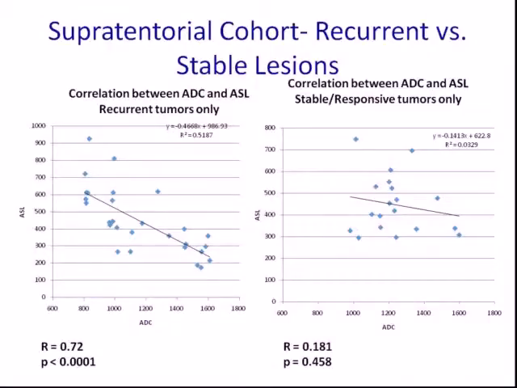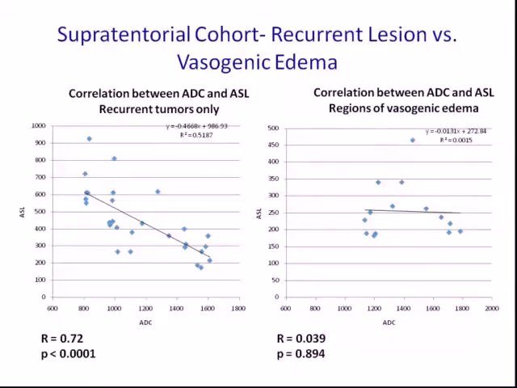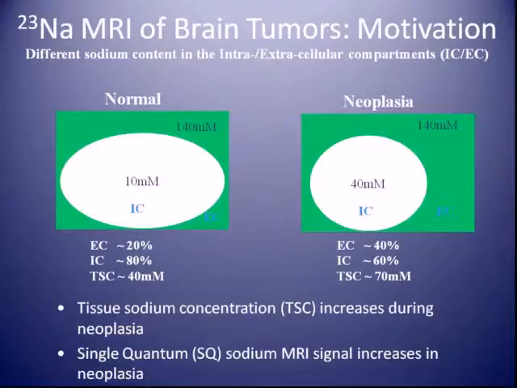We've been finding that lesions that tend to be recurrent have an inverse relationship between ADC and perfusion, which makes sense in terms of the cellularity and hypervascularity, compared to lesions that are stable. In terms of lesions versus vasogenic edema, we don't see the same kind of response in vasogenic edema. And these were all done with just a region of interest measurement and also ASL, which was all clinically acquired.